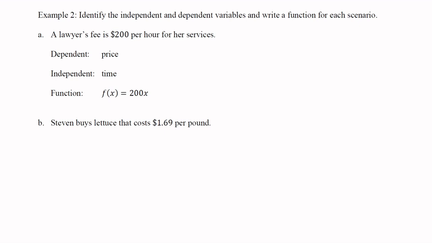Stephen buys lettuce that costs $1.69 per pound. The price is dependent on how many pounds, or the weight of lettuce. So f of x, our price, is equal to $1.69 times the amount of weight of the lettuce.